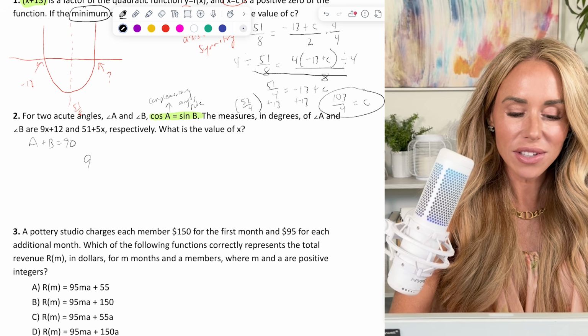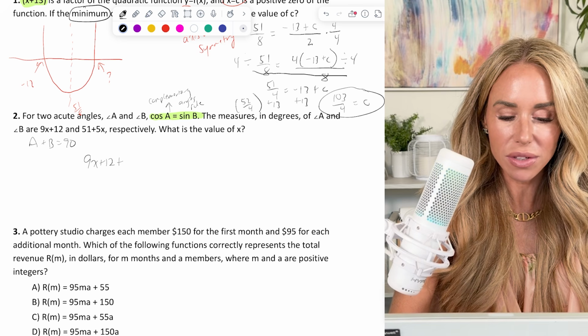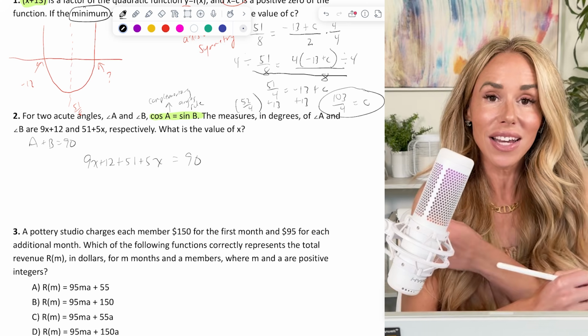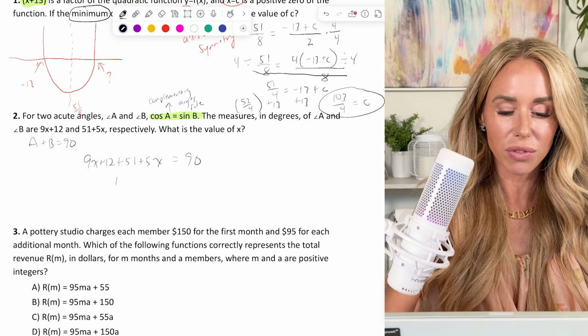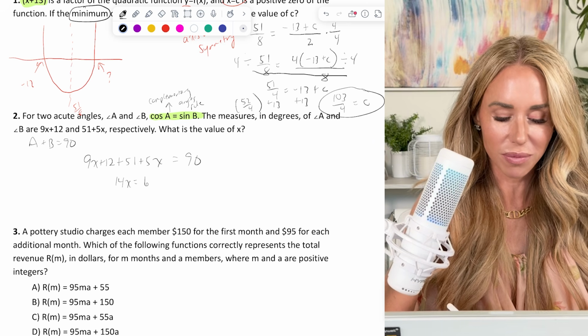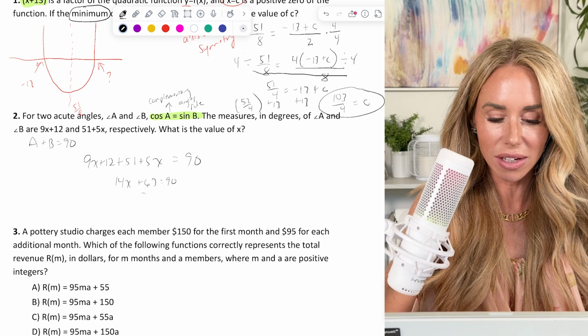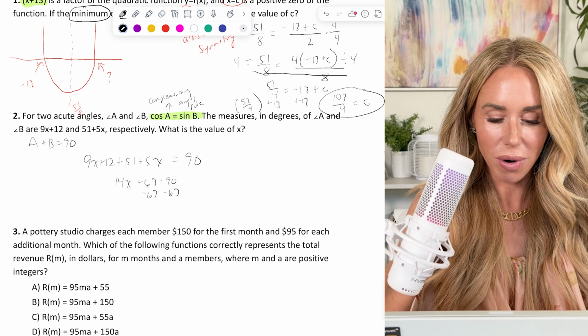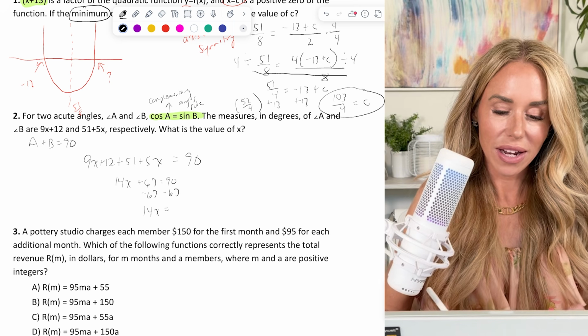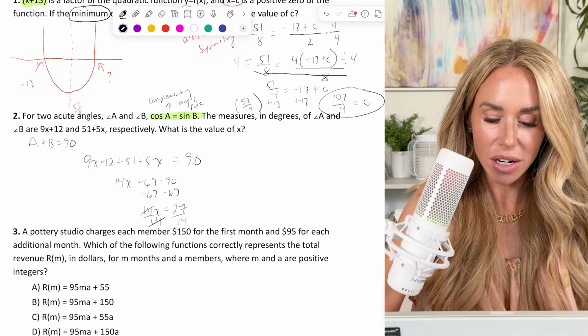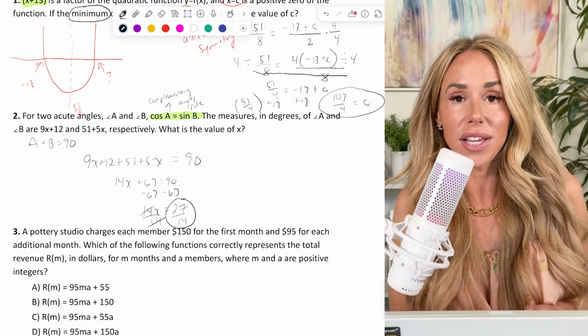So they said A is 9x plus 12. They said B is 51 plus 5x. I'm going to add those together and set it equal to 90 and solve for x. So I end up with 14x plus 63 equals 90. Take 63 away. 14x equals 27. Divided by 14. So x is 27/14.